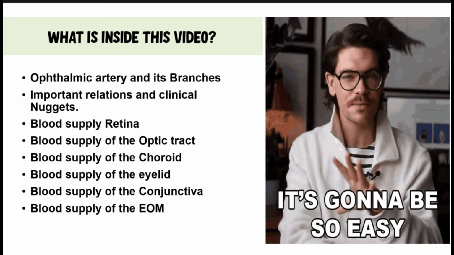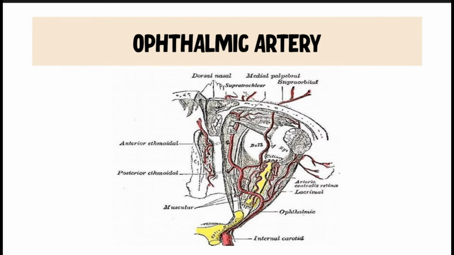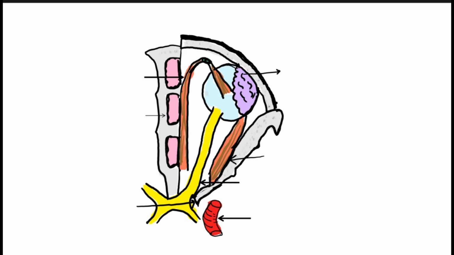So let's get started. This is a wonderful image showing the course and branches of the ophthalmic artery from Netter's Atlas. But to understand the branches, we need to really dissect this image and look at the individual components of the ophthalmic artery one by one. So now let us simplify the image. To break it down further, let's look at this diagram and start labeling a few structures here.